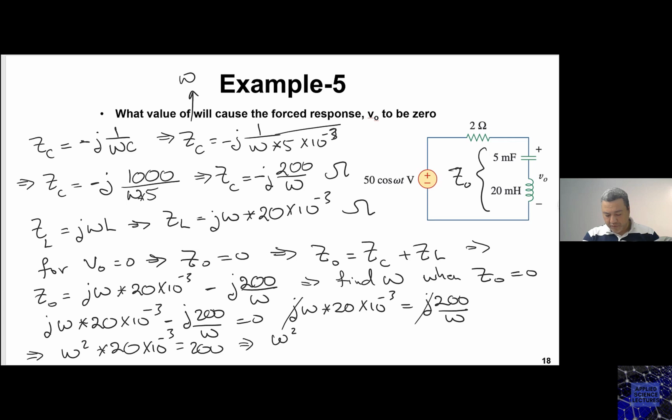Or omega squared is 200 divided by 20 to the power minus 3, so omega squared is 10 to the power 4, and then omega is 100 radians per second.